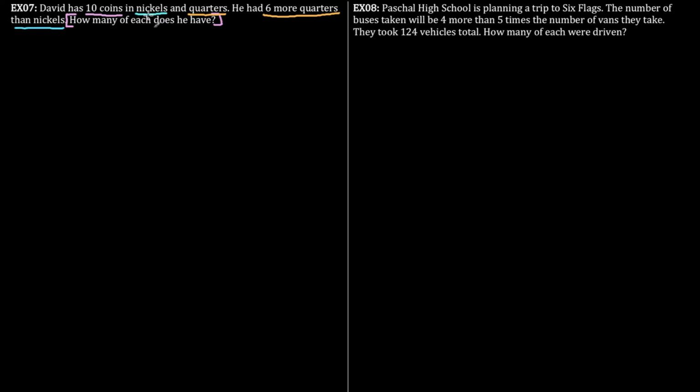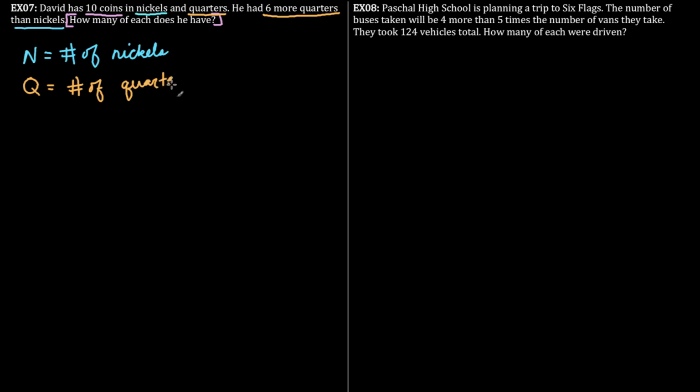So we know, let's label these. Always label. You could put N and Q. Yeah, let's do that. You could also use X and Y though. So N is the number of nickels, and Q will represent the number of quarters.